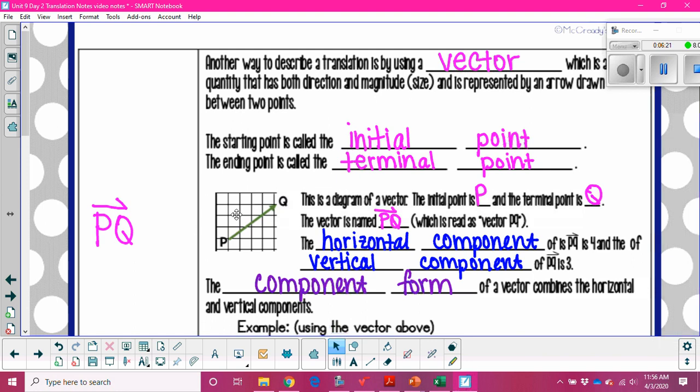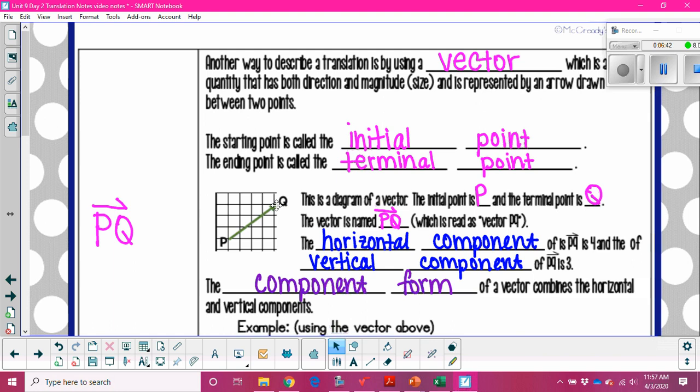Okay, so if you're looking at this vector from P to Q, the horizontal component you'd count from the initial to terminal, so you go 1, 2, 3, 4. So the horizontal component of vector PQ is 4. The vertical component, you'd go up from P, so 1, 2, 3, is 3.